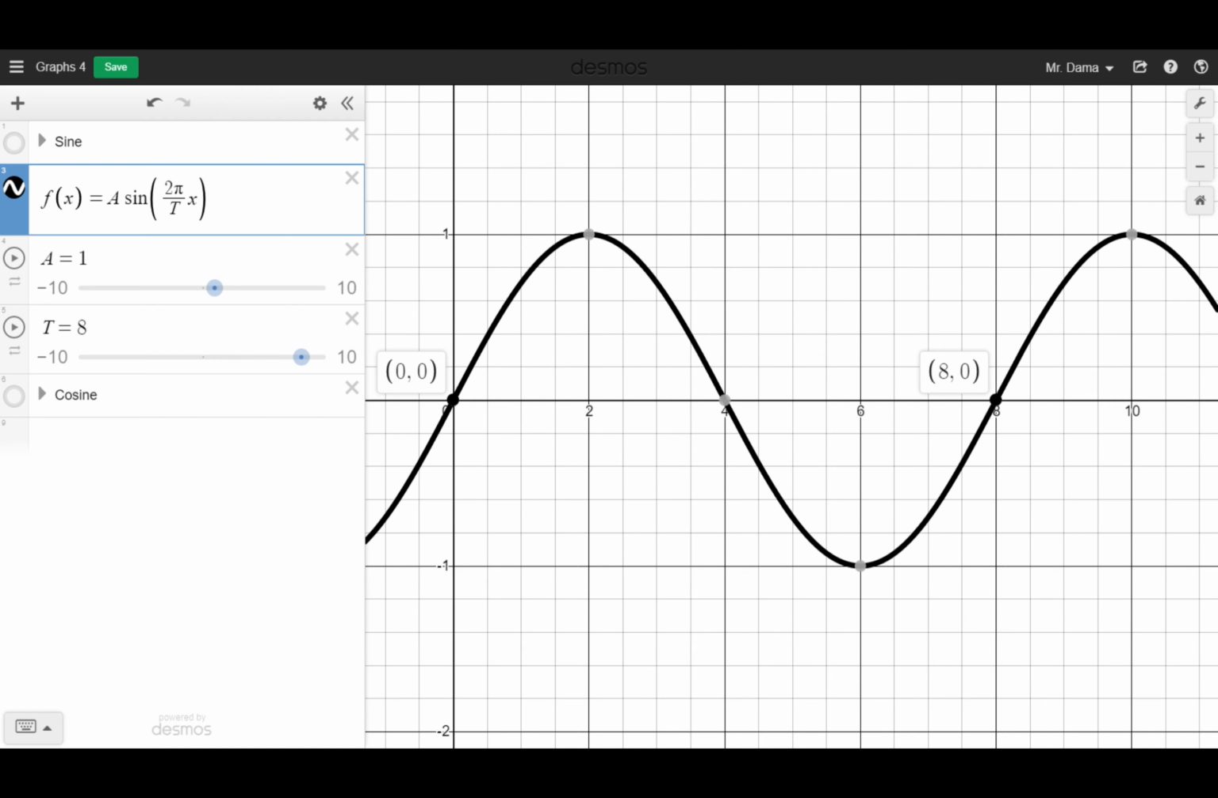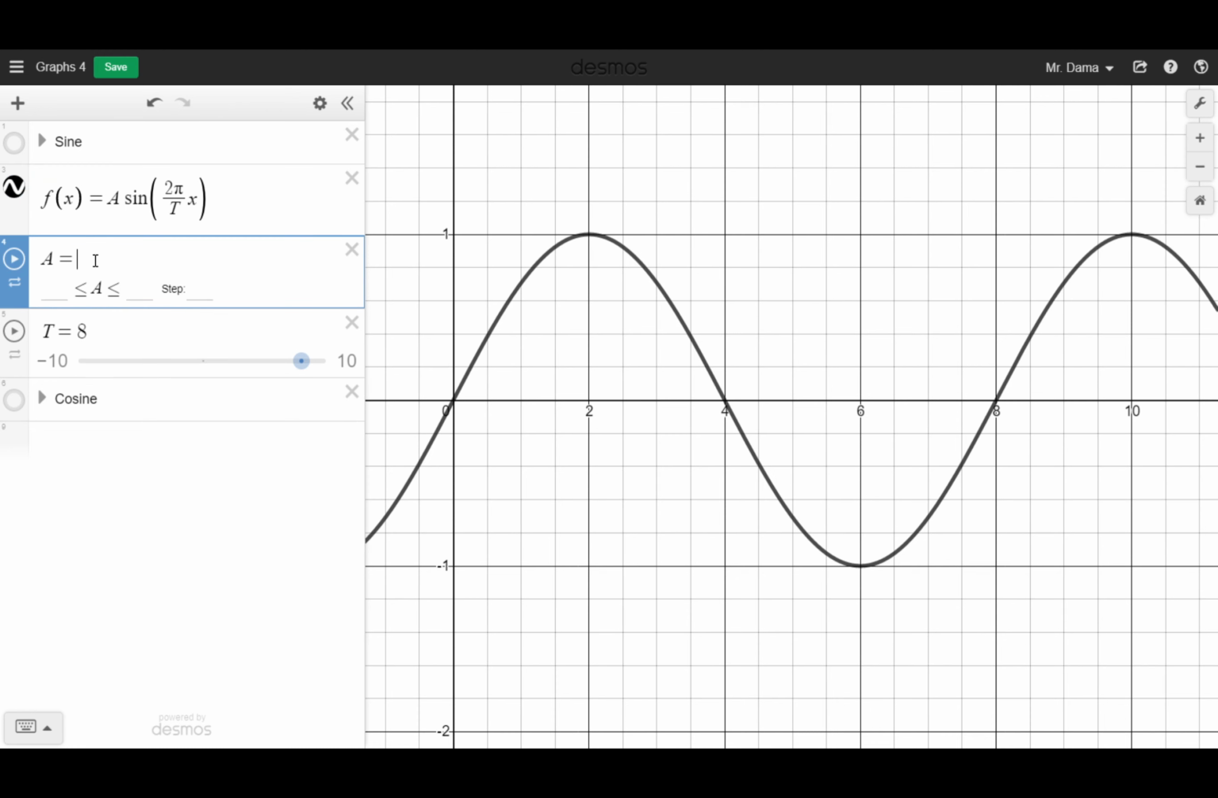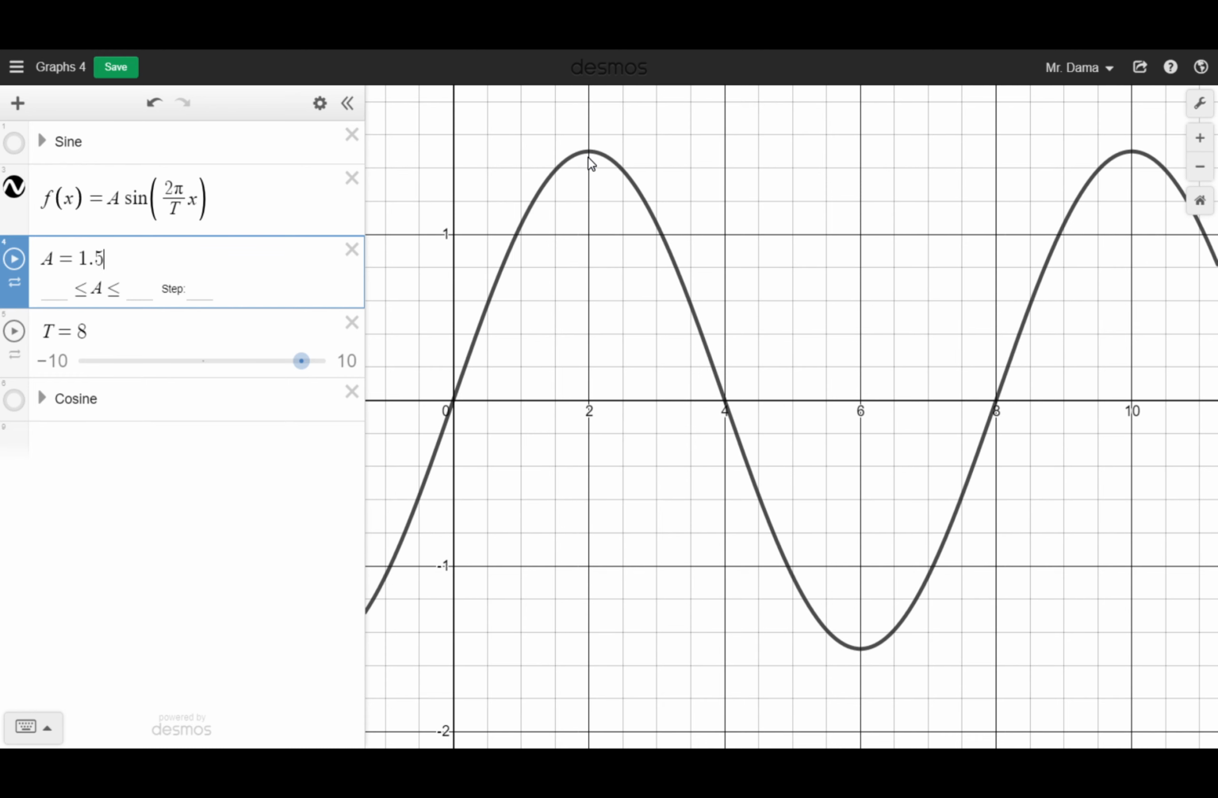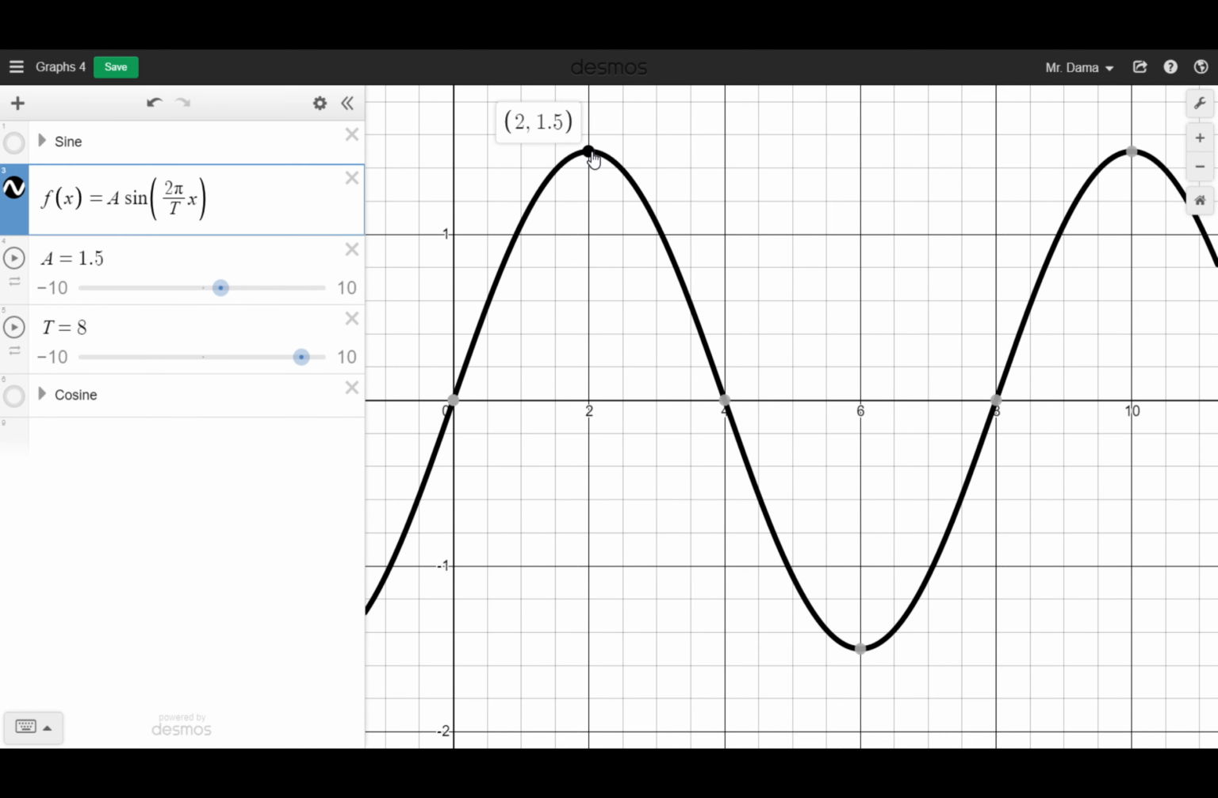helping us out. A tells us what the highest point is. So if I changed A from 1 to 1.5, can you see that the top point now is at 1.5? This distance here is 1.5. Can you see my mouse? Yes, you can. All right. So this distance here is 1.5, but the period is still 8. And so the b value, instead of using b, I'm using as 2 pi divided by t.